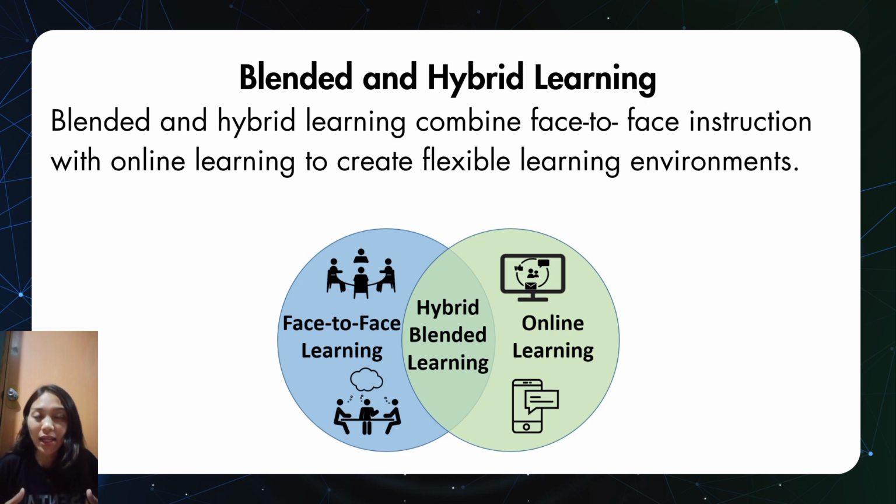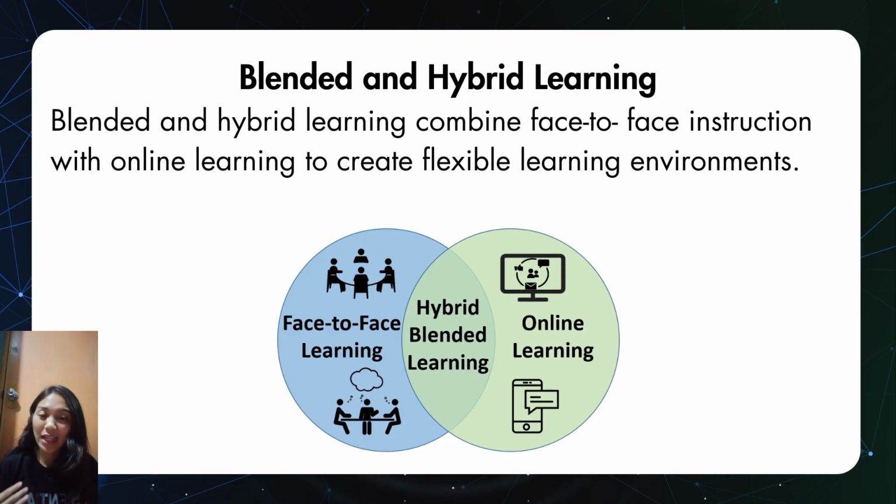Blended and hybrid learning. Blended and hybrid learning combine face to face instruction with online learning to create a flexible learning environment. In blended learning, students attend regular in-person classes but also complete online activities such as watching videos, answering quizzes, or participating in online discussions. Hybrid learning, on the other hand, allows some lessons to be done in person while others are conducted fully online.